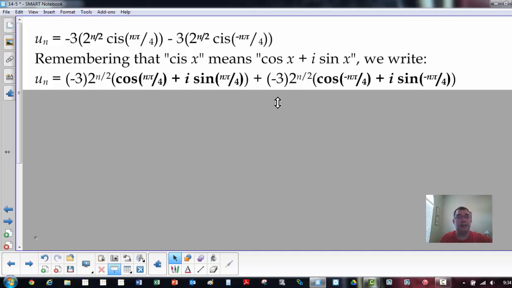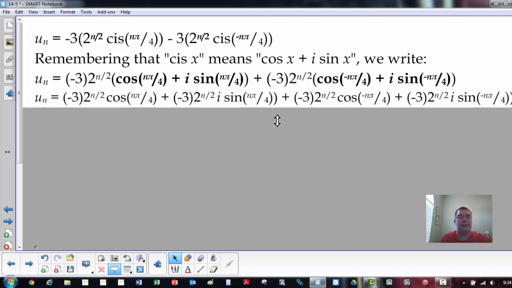So all I've done is I've changed cis of that angle to cosine of that angle plus i times the sine of that angle in both cases. So the angle in the first set of parentheses was n pi over 4, and the angle in the second set was negative n pi over 4. But other than that, everything is the same.